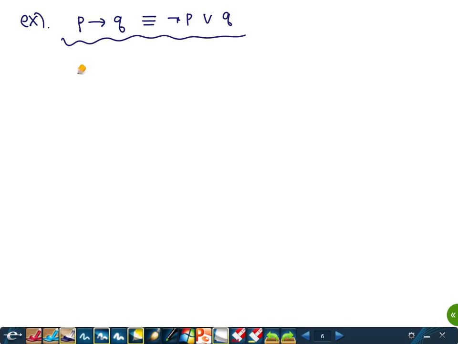Think about that. And we wrote this, P if and only if Q. This means if P then Q and if Q then P. This is equivalent to this. So basically it means two things: if P then Q, and if Q then P. Yeah, they are the same. You can prove this using a truth table.